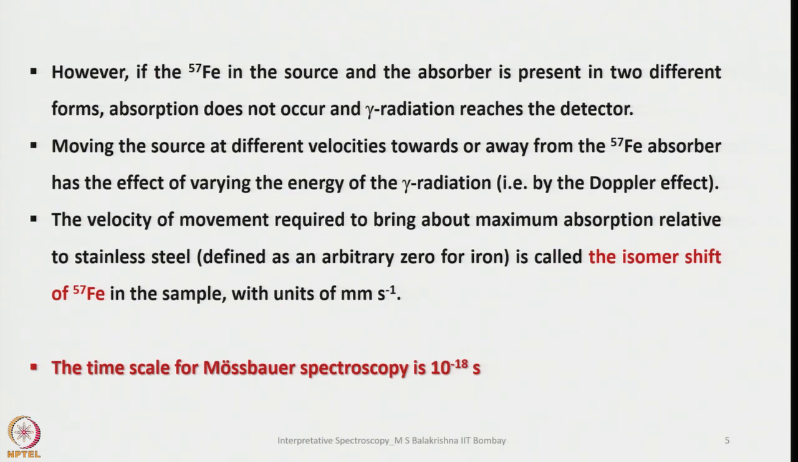Moving the source at different velocities towards or away from the absorber has the effect of varying the energy of the gamma radiation. That we call the Doppler effect. The velocity of movement required to bring about maximum absorption relative to stainless steel, defined as an arbitrary zero for iron here, is called the isomer shift of 57 iron in the sample, with units of millimeters per second. And of course, the time scale for Mössbauer spectroscopy is 10 raised to minus 8 seconds.